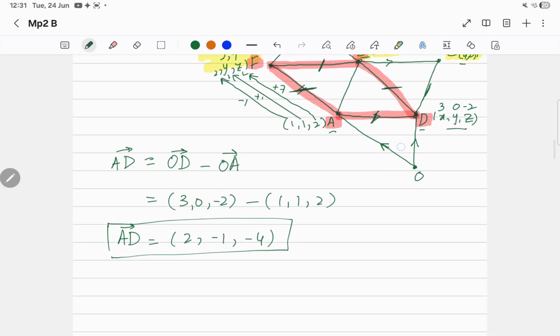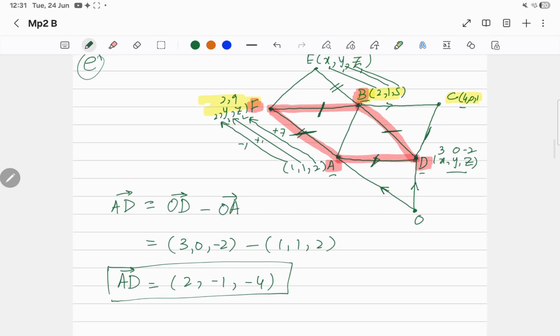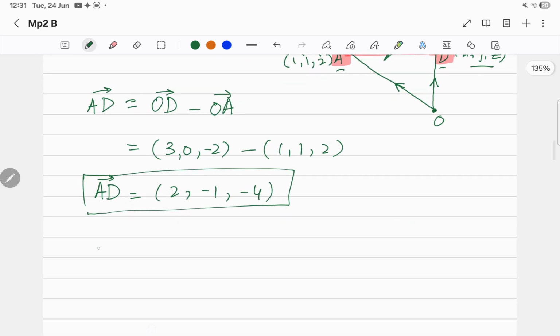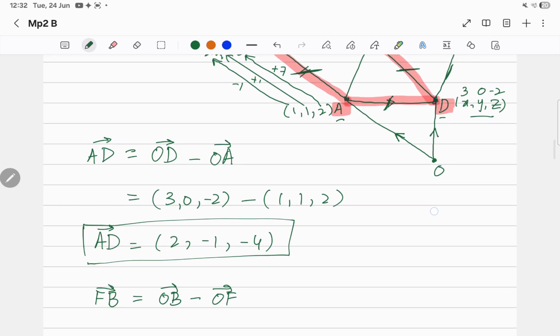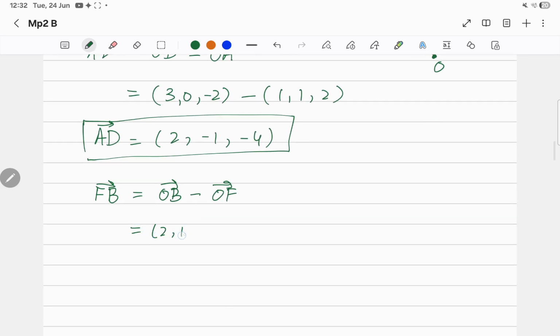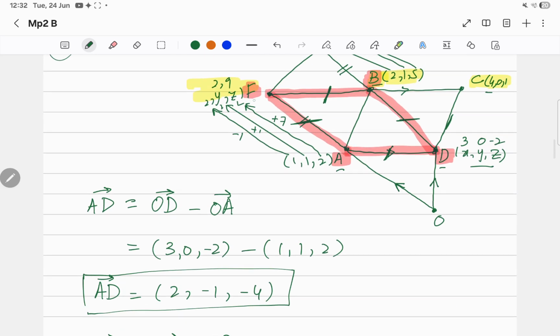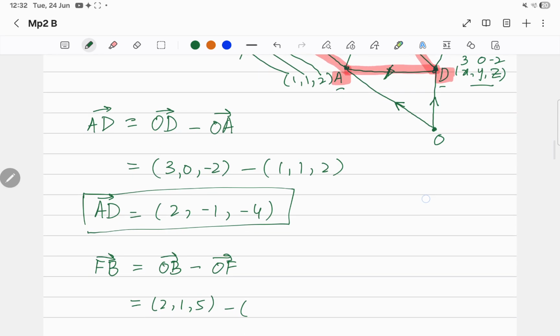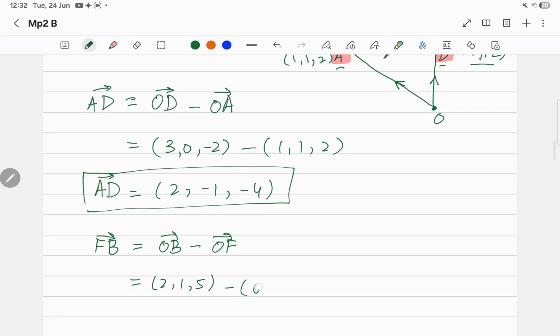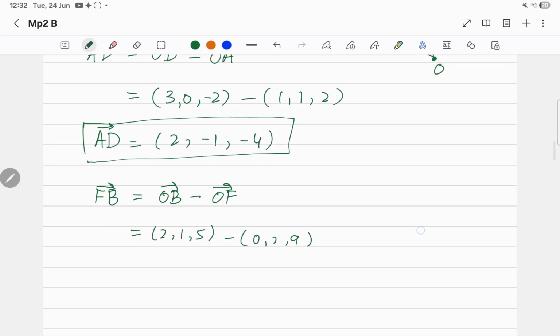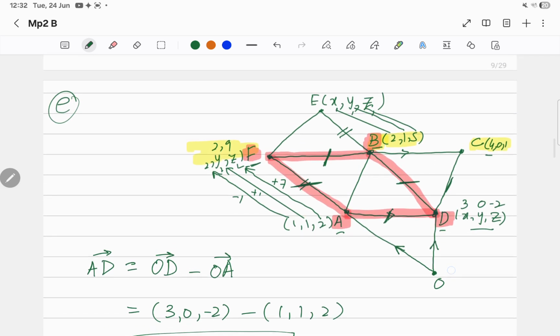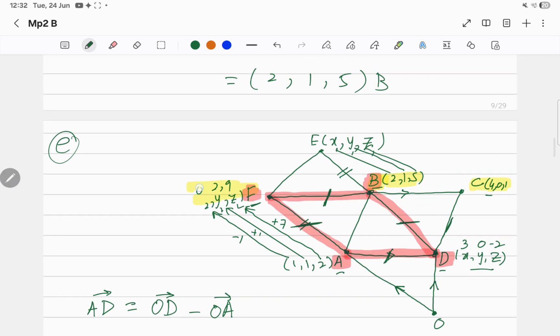Now let's work out FB. FB will be OB minus OF. So OB is 2, 1 and 5, minus OF, the position vector of F, which has the coordinates 0, 2 and 9. We already worked out OF from the previous part, it was 0, 2 and 9.